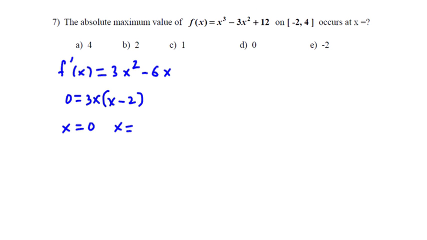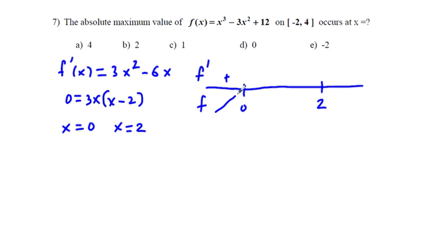Okay, let's go ahead. That's 2. Okay, here's our number line. We're going to use 0 and 2, and we're going to put f prime above, f below, number less than 0, which should be, say, negative 1. We'll have negative times negative is positive. So our function's increasing from negative infinity to 0.